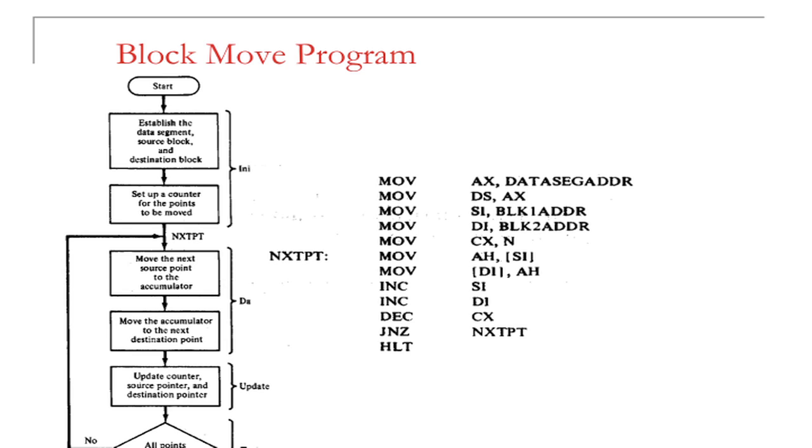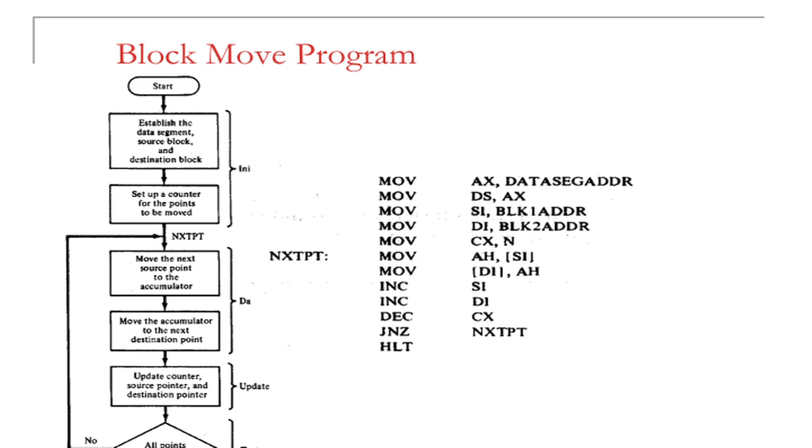Okay, block move program. What we see on this slide is, on the left we have the so-called flowchart. This flowchart gives you an illustration about what operations will be performed and what conditions will be checked, whether there will be a loop or not. So basically this illustrates the program, the microprocessor's execution path.